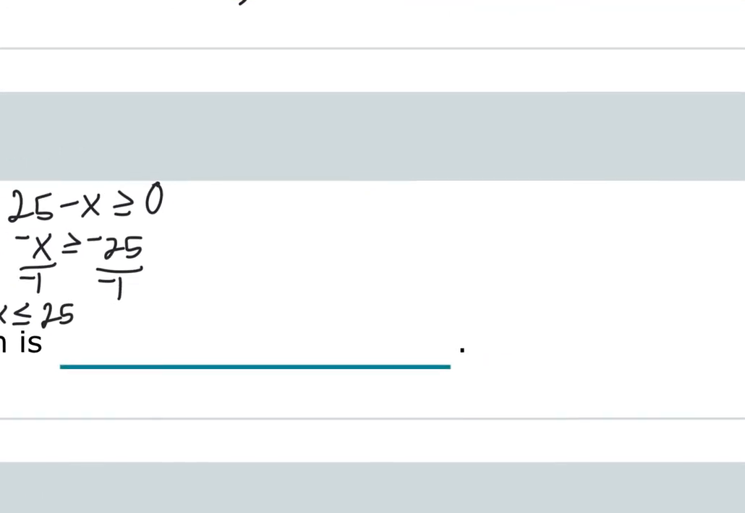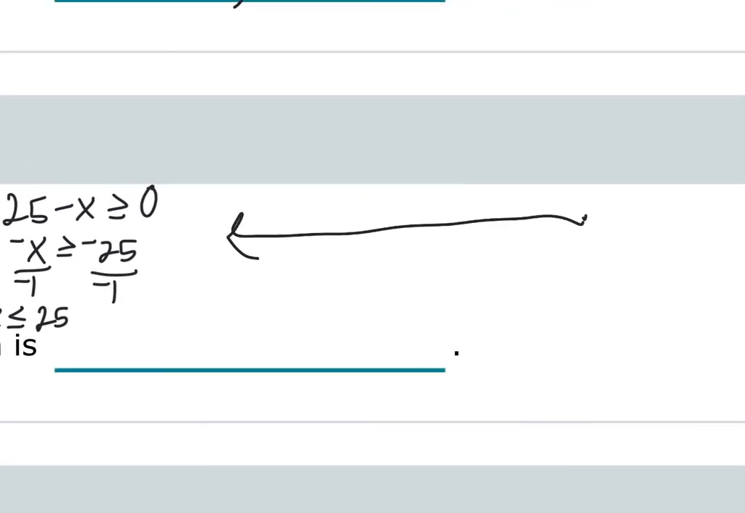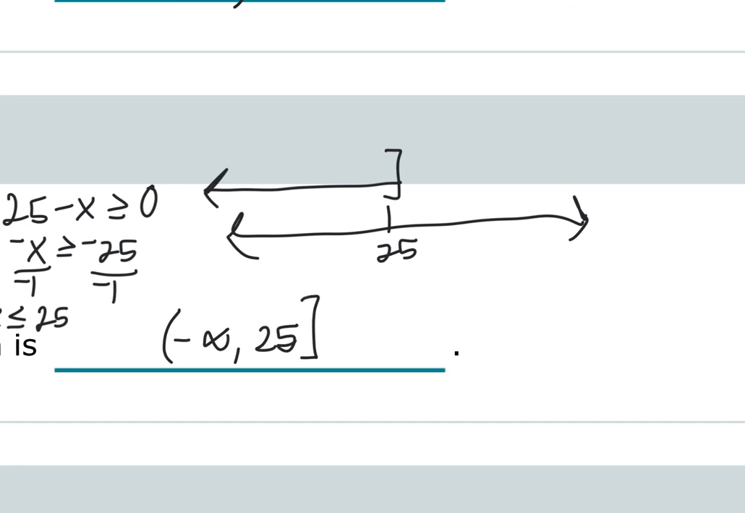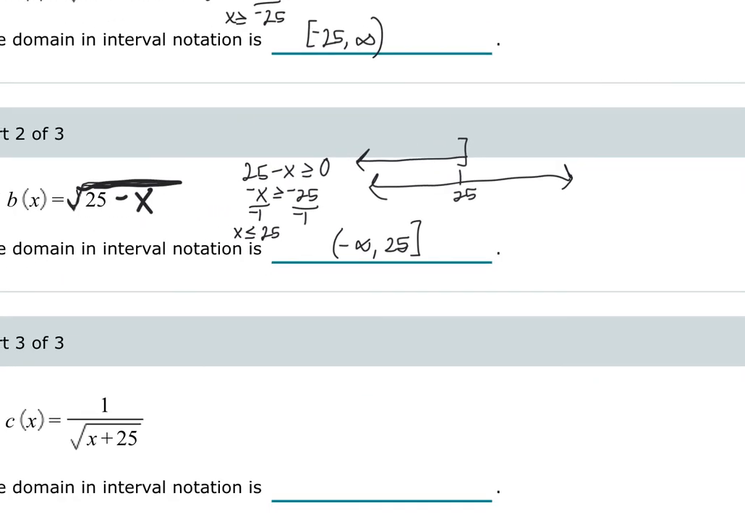In order to interpret the interval, I want to draw the graph. Here is 25. If x is less than or equal to it, it's going to the left. And we do get a bracket. So from negative infinity to 25 would be our solution there.